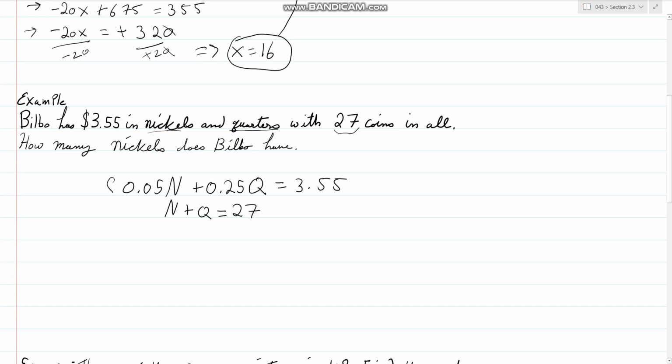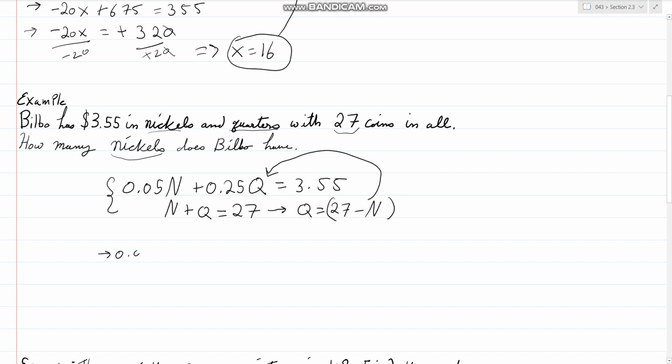And there it is, 2 equations with 2 unknowns, and now I can start solving for those. Now, this question only wants to know how many nickels does Bilbo have. So my next step will decide how much work I end up having to do. It may seem counterintuitive, but I'm going to solve the second equation for quarters. So quarters equals 27 minus nickels. And this way, I have it in terms of nickels. I can plug this info in for quarters.